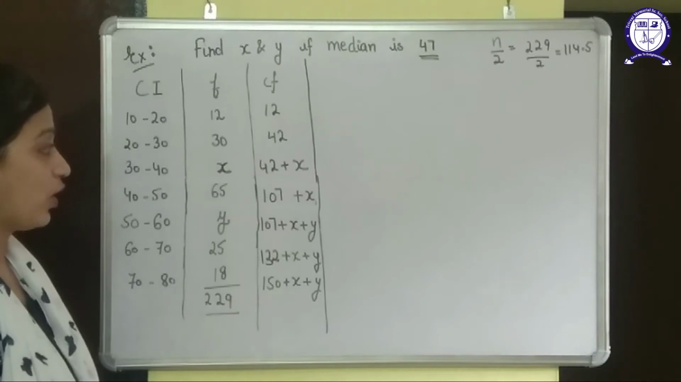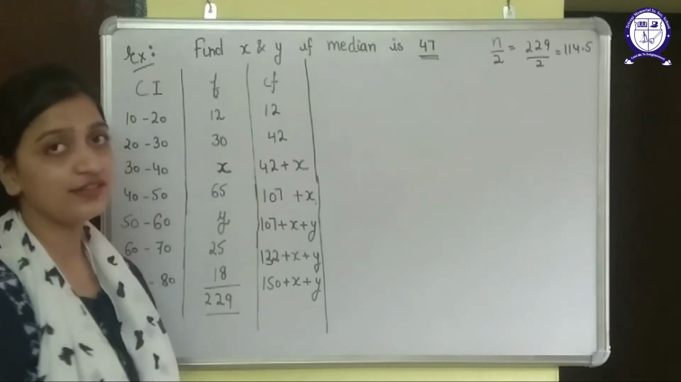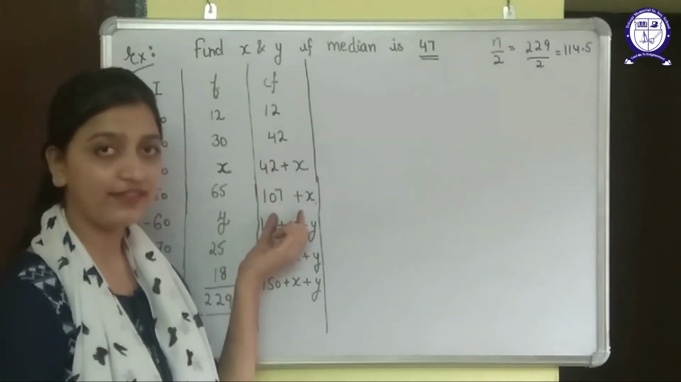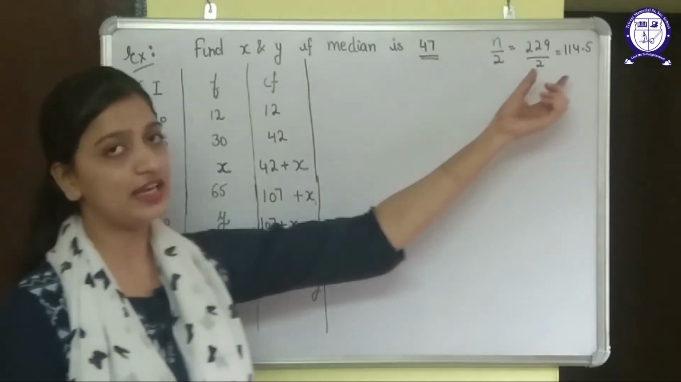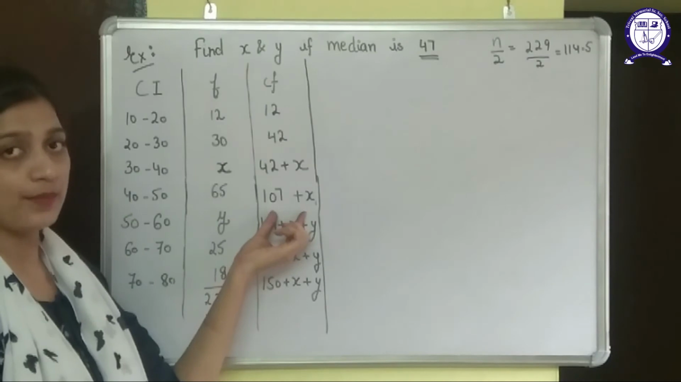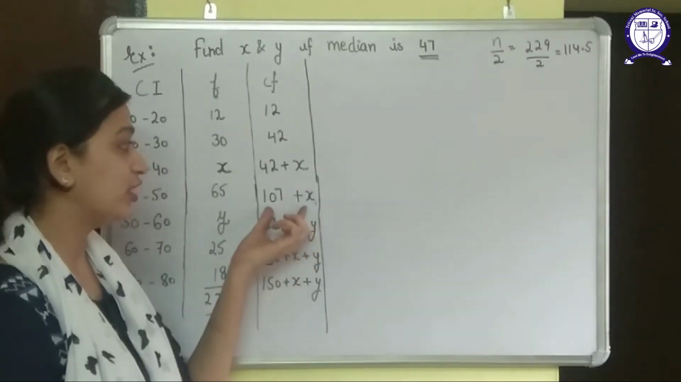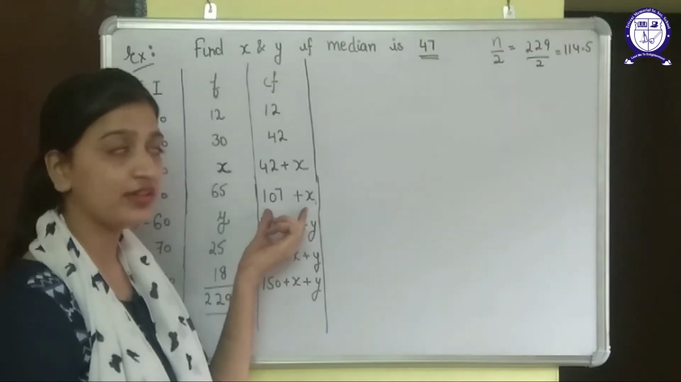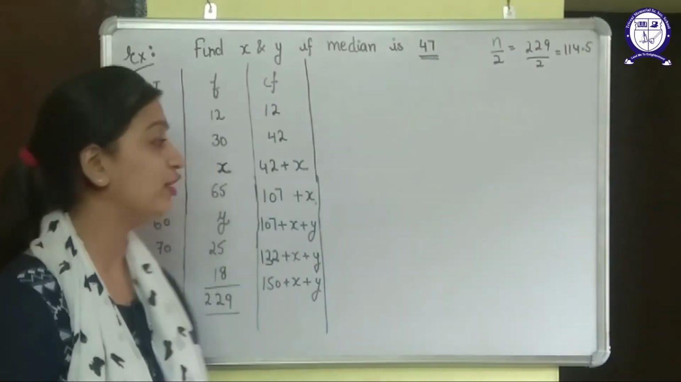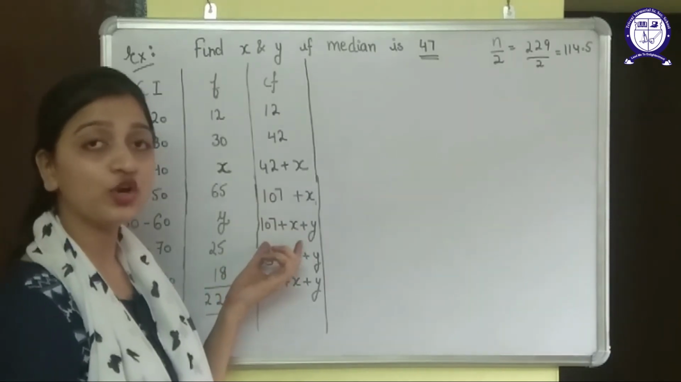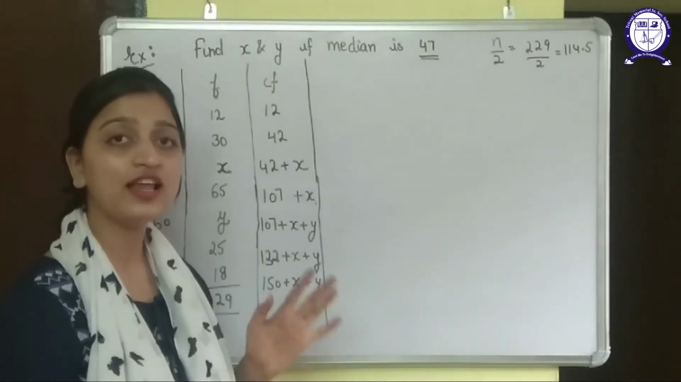Okay. Suppose x has the value 10, then it will become 170, and then it will lie in this class. But if x has any value like 5, it will be only 112. Then 114.5 will not lie in this, it will lie in this one. So I am not sure in which class it will lie.